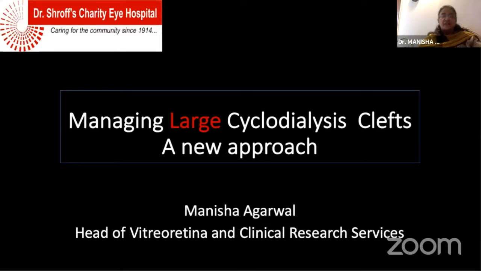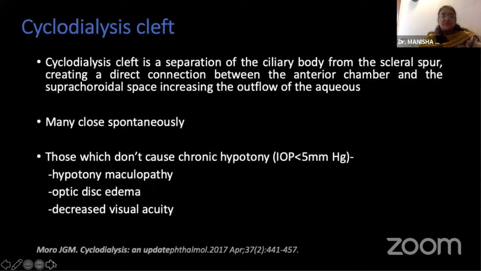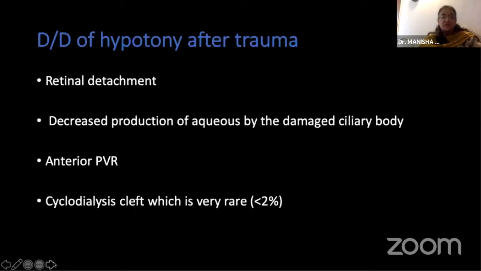And in the coming few minutes, I would basically be highlighting a novel technique for managing large cyclodialysis clefts. As we all know, a cyclodialysis cleft is a separation of the ciliary body from the scleral spur, creating a direct connection between the anterior chamber and the suprachoroidal space, increasing the outflow of the aqueous. Many of these small cyclodialysis clefts may close spontaneously, but the larger ones usually end up causing chronic hypotony, hypotony maculopathy, optic disc edema, and a loss of vision.